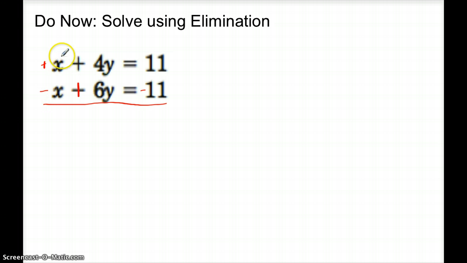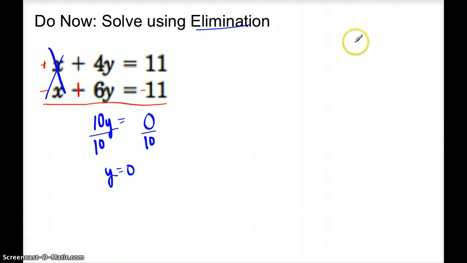X minus x will now go away. That's why we call it elimination. 4 plus 6 is 10y equals 0. 10y divided by 10, and divide this side by 10, y equals 0. Now, I have two parts to each solution. Right now I have the y part, which is 0. Anytime the y is 0, this is my x-intercept. Okay, so I got my x-intercept here.